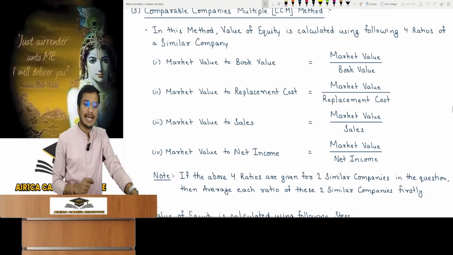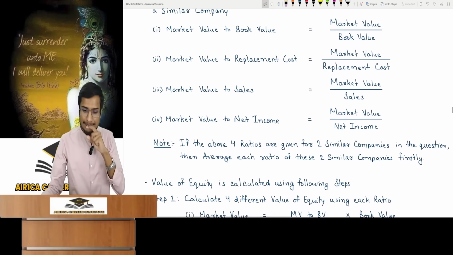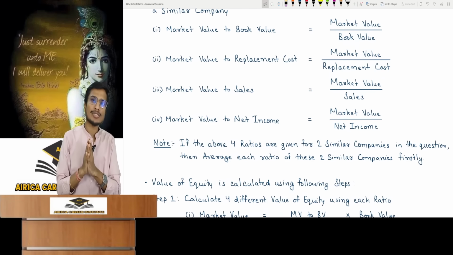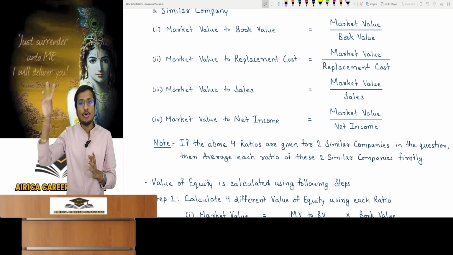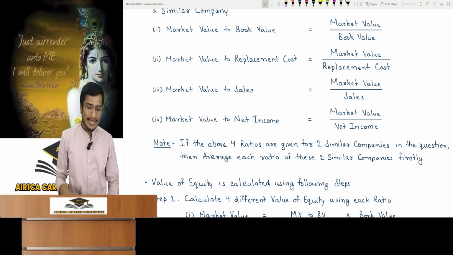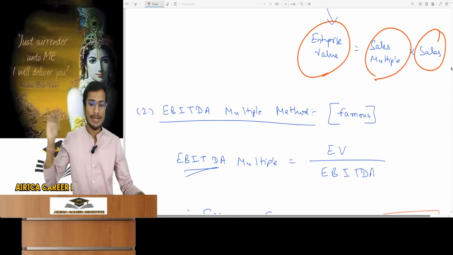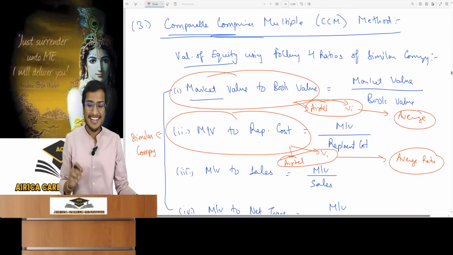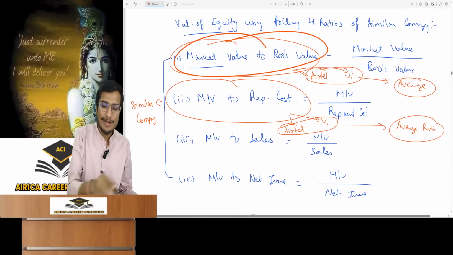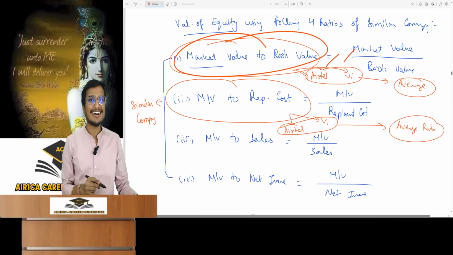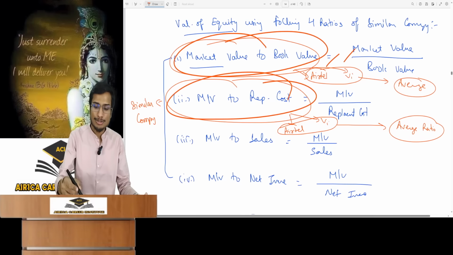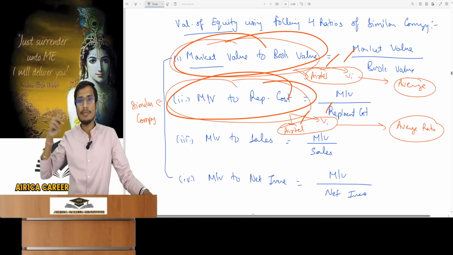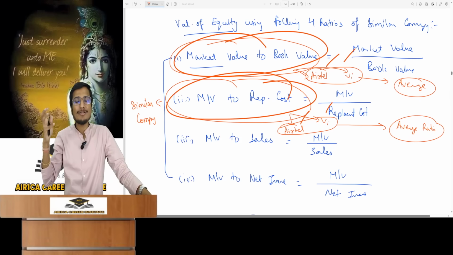Remember one special point in this. I have written in notes. When given a similar company's ratios, it can happen they give ratios of 2 similar companies. For example, I am Jio, so one similar company of mine is Airtel. And I have Vodafone Idea, another similar company also called VI. If the question provides the market value to book value ratio for both Airtel and VI, market value to replacement cost ratio of Airtel and VI, ratios for 2 similar companies, which ratio will you take?